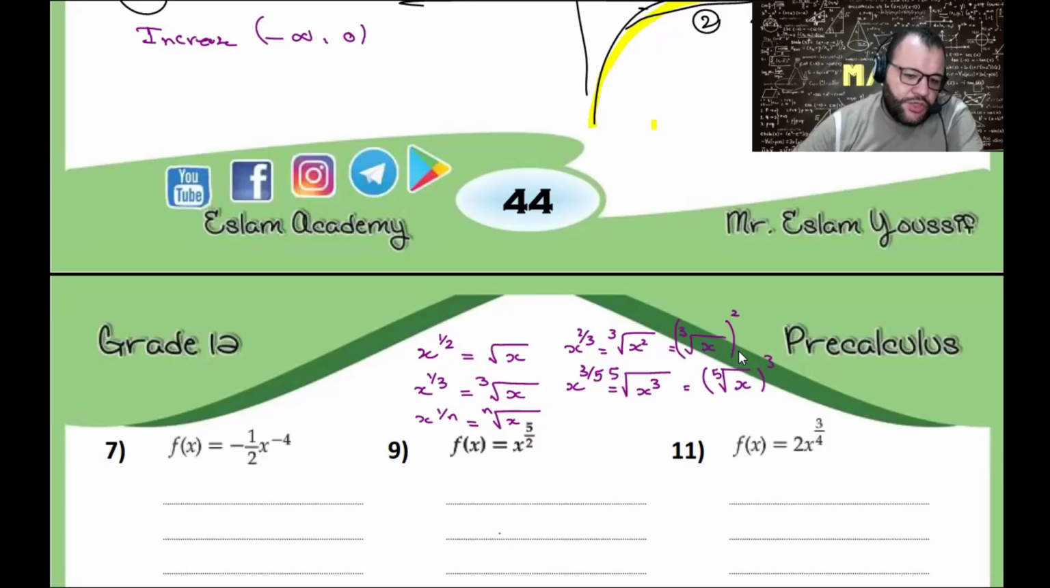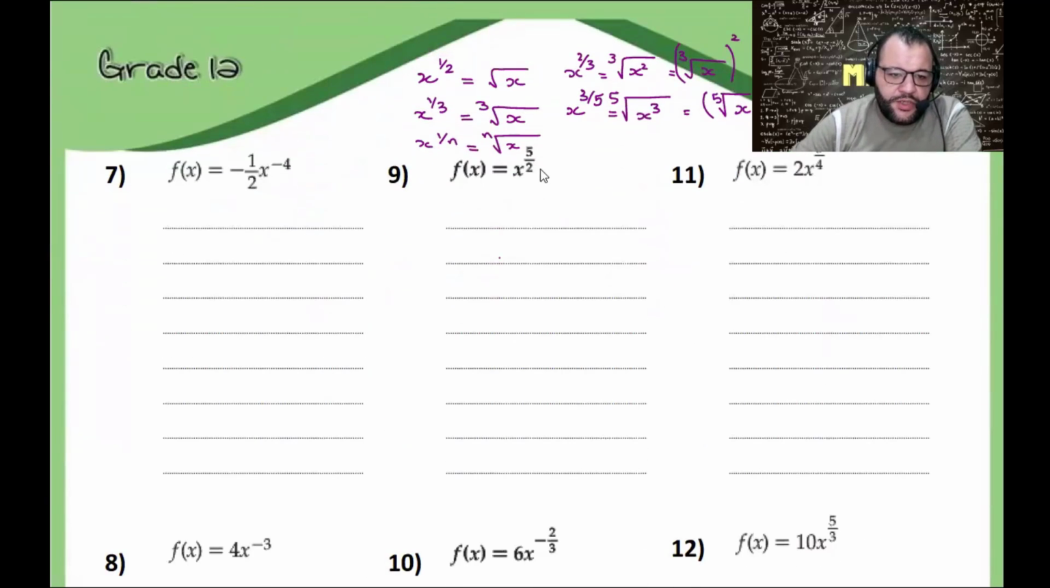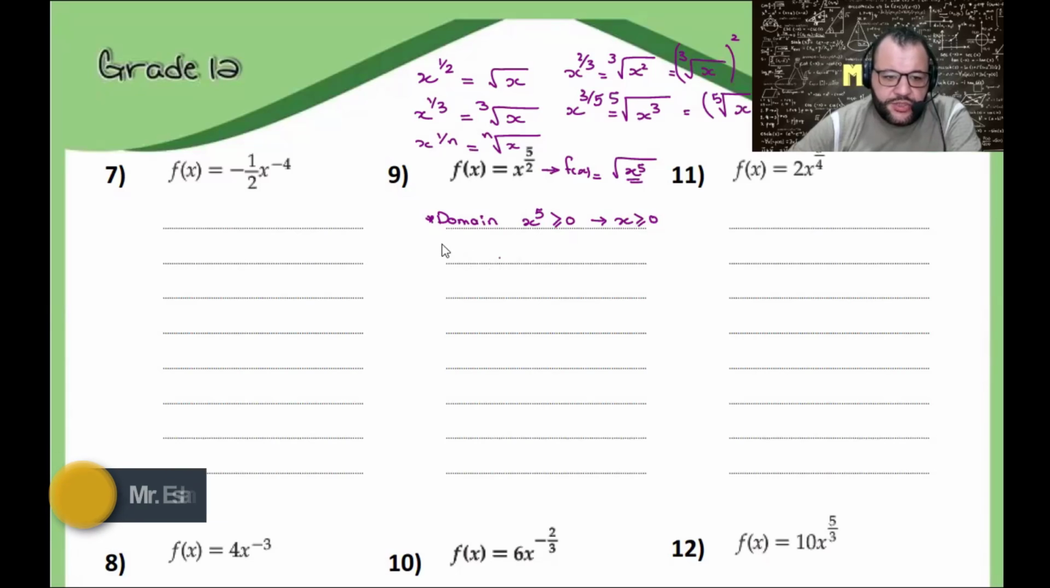No. Okay, so we need to solve number 9. At first, we will convert it to the root form, because then we have a denominator here. So we have f of x equals root 2 outside, the square root of x to the power 5. So what is the domain for this one? The expression that you have here, which is x to the power 5, must be greater than or equal to 0. So x will be greater than or equal to 0. That is the domain. What is the range?